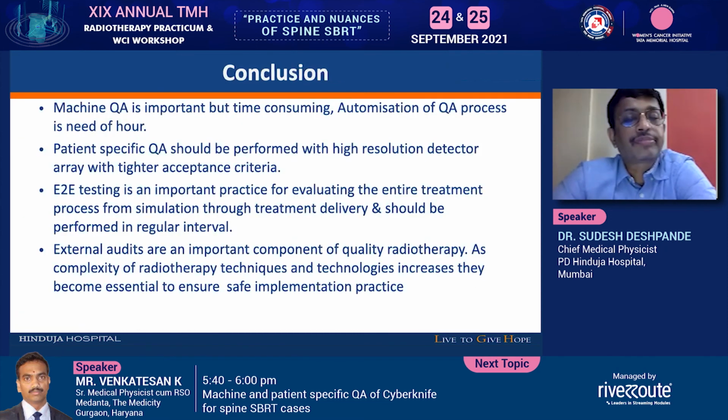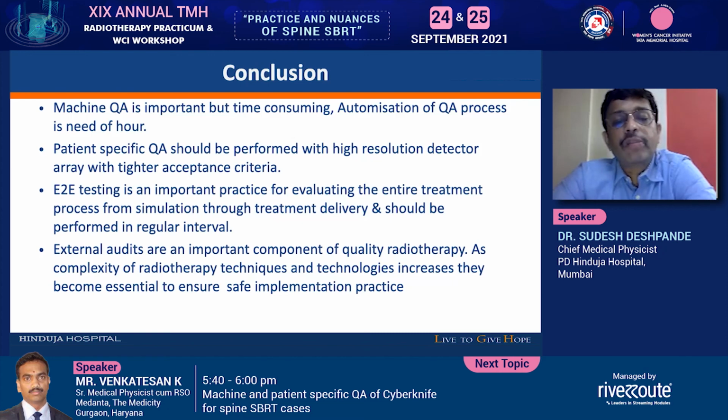In conclusion, machine QA is important but time consuming. There is no substitute; we cannot avoid machine QA. To overcome this, automation is the need of the hour. We cannot go with our conventional way of performing QA and treating patients in a busy department. Patient-specific QA should be performed with a higher resolution detector array with tighter acceptance criteria. The challenge is the cost involved in having the detector arrays, and we still do not have a standard acceptance criteria for gamma passing ratio.